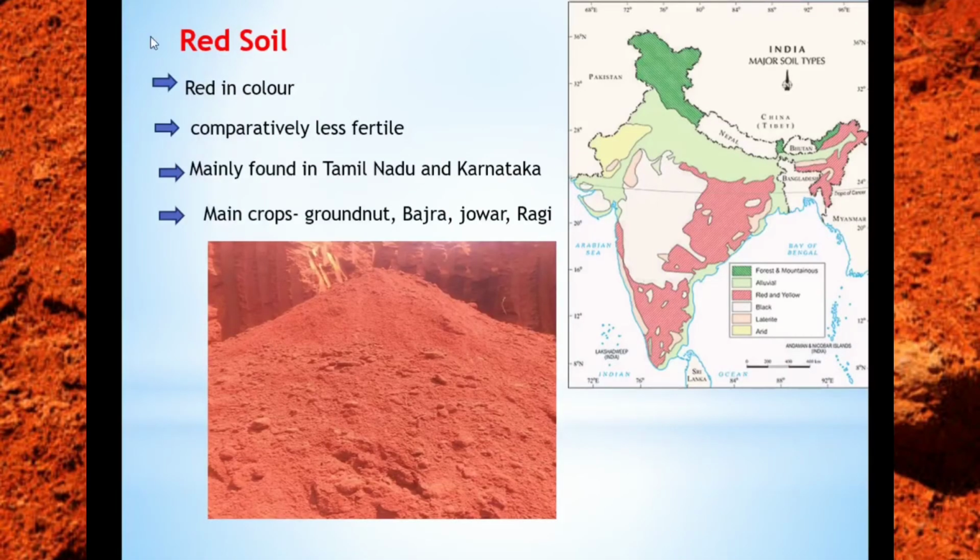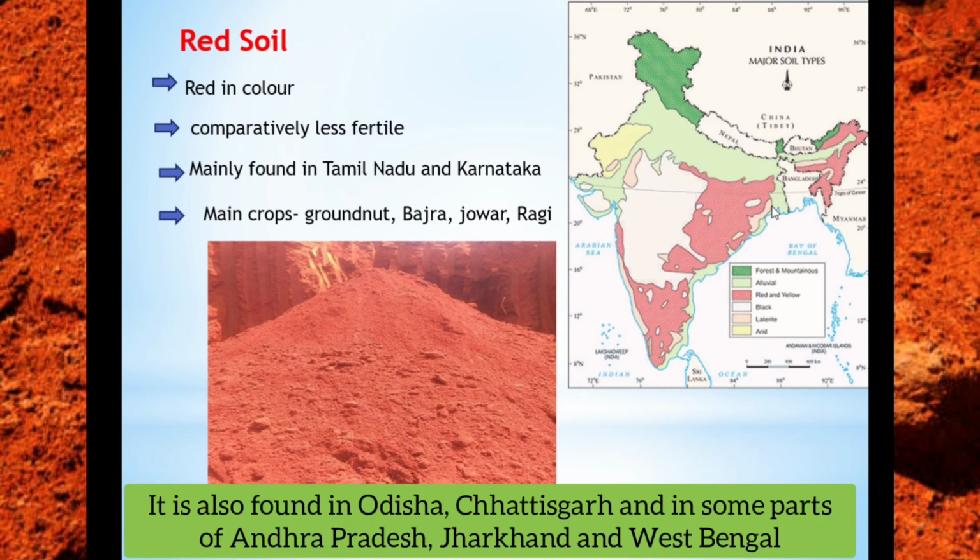Red soil, as the name tells us, is red in color and is comparatively less fertile. You can see the shaded area. The pink shaded area is the area where this soil is found, right? The special feature of this soil is that we can easily grow groundnut, bajra, jowar, ragi, because these kinds of crops don't require much attention and can be grown even in less fertile soil. It is mainly found in Tamil Nadu and Karnataka.